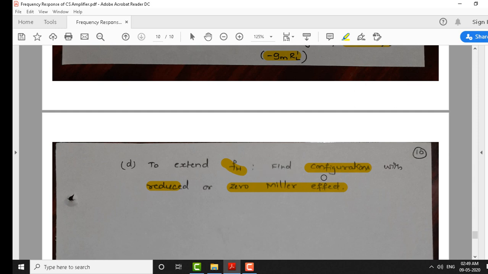With this, we have come to an end of today's lecture. I hope you have understood what we discussed in today's class, and in the next class we'll take up one problem to understand the high frequency response of the common source amplifier.